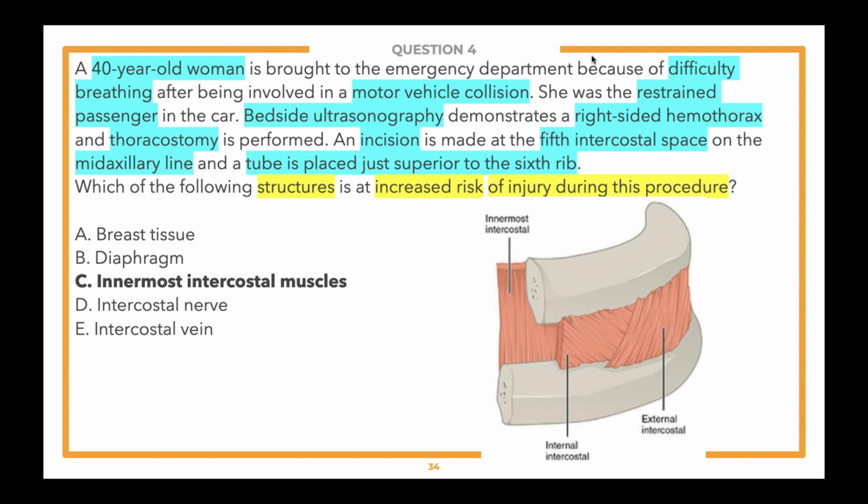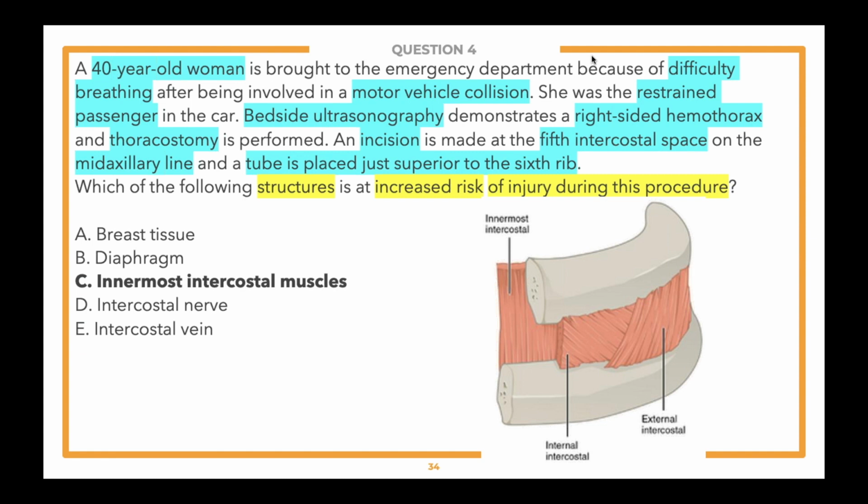Thank you, Sean. Yes, definitely a tougher question here. So what exactly is going on here? Well, you can see here we have a little diagram that goes over some of the muscles between your ribs. Now this patient is receiving a thoracostomy tube to drain that hemothorax. And this tube, if you can imagine, is going from the outside in. So this tube will travel through the external intercostal muscles, then the internal intercostal muscles, and then the innermost intercostal muscles.